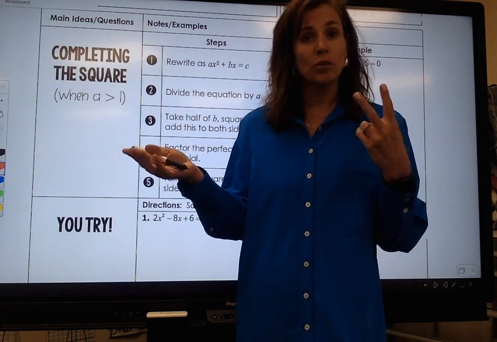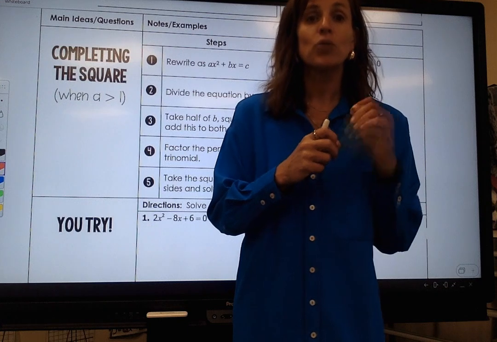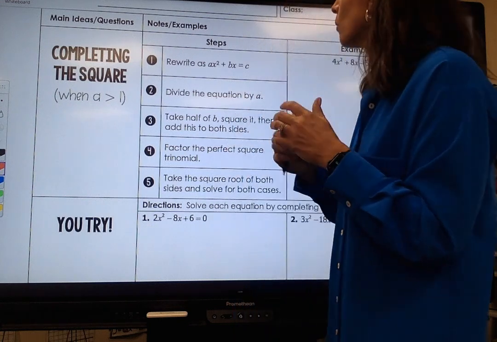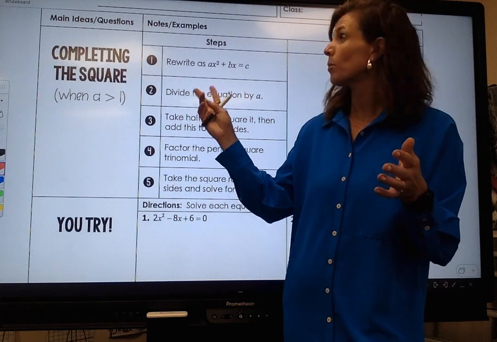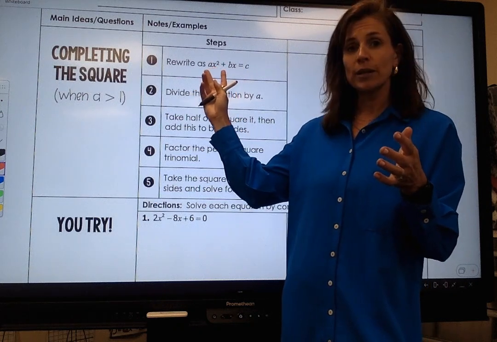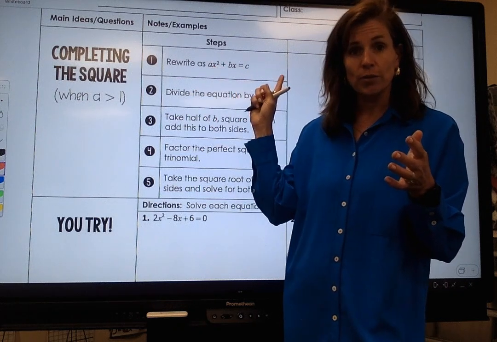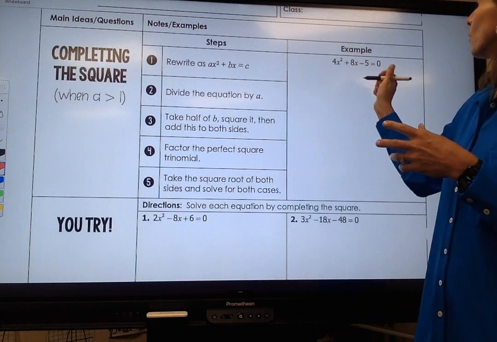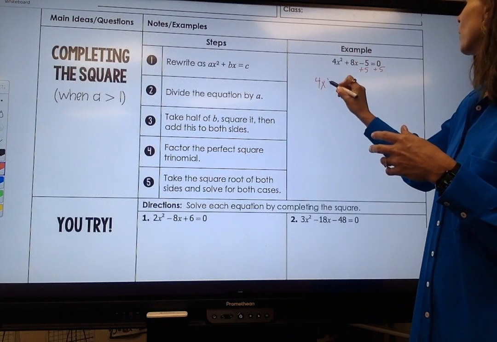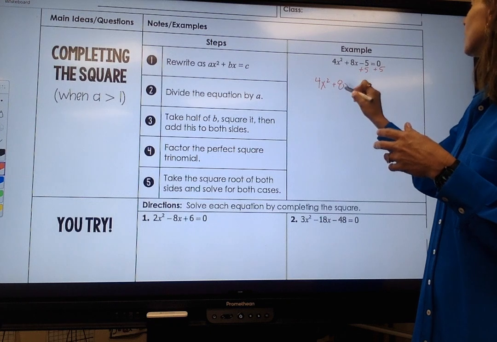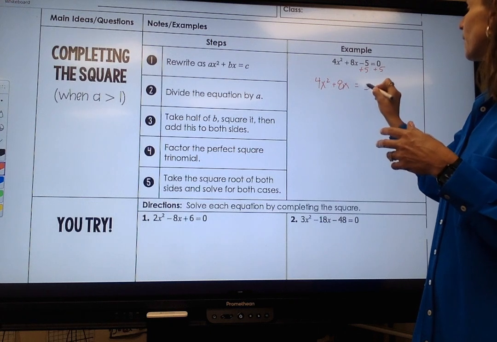And today's part 2, where our quadratic term is greater than 1. So our first step is to do the same as we did last time. Make sure that it fits the form where your quadratic and linear terms are on the left side and your constant term on the right side. So I'm going to add 5 to both sides. And now I have 4x squared plus 8x equals positive 5.